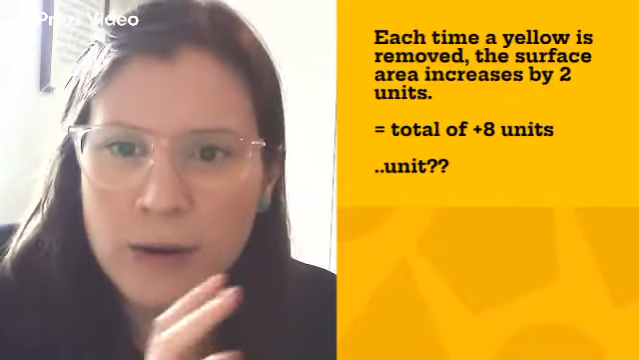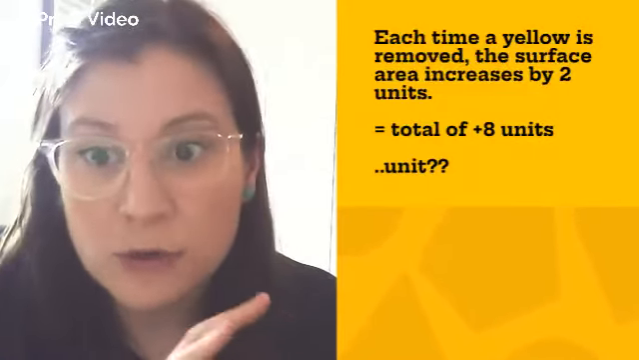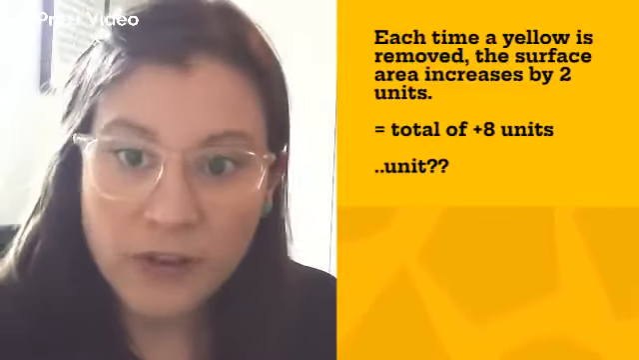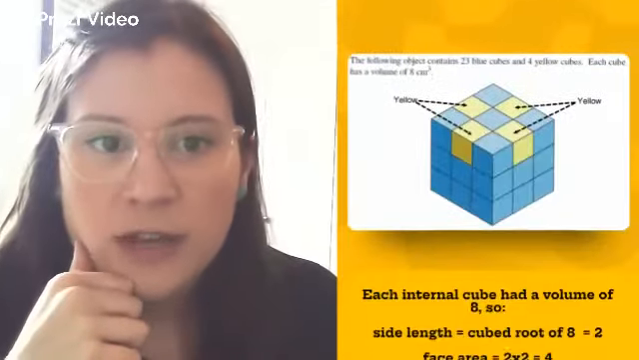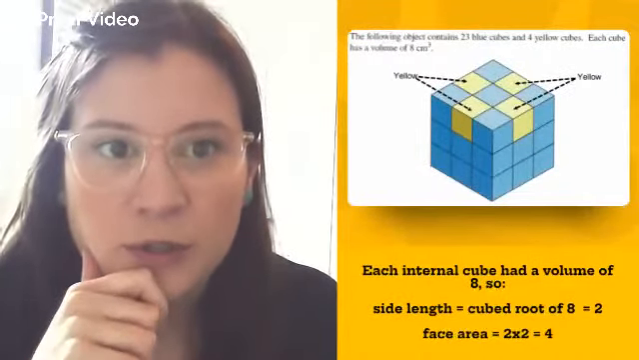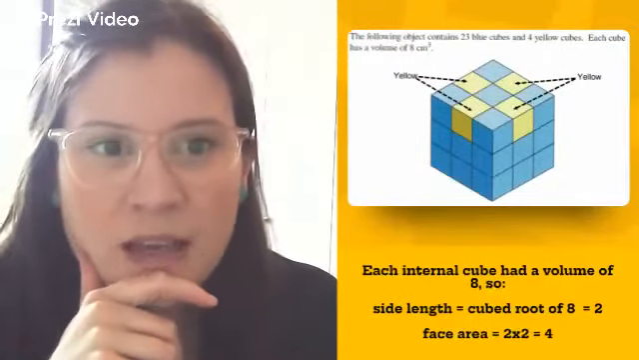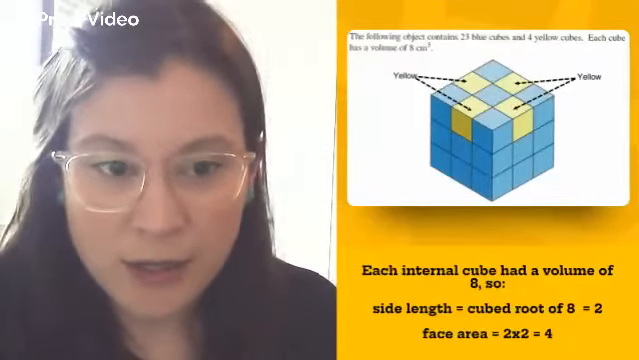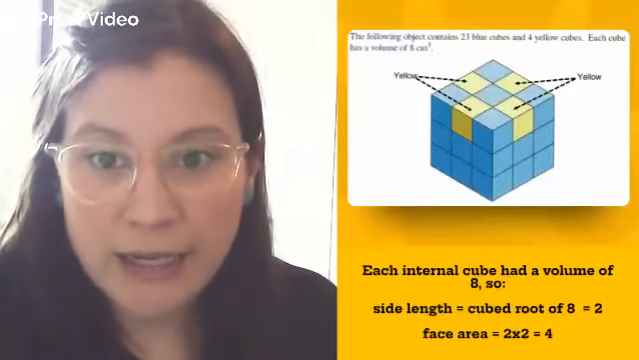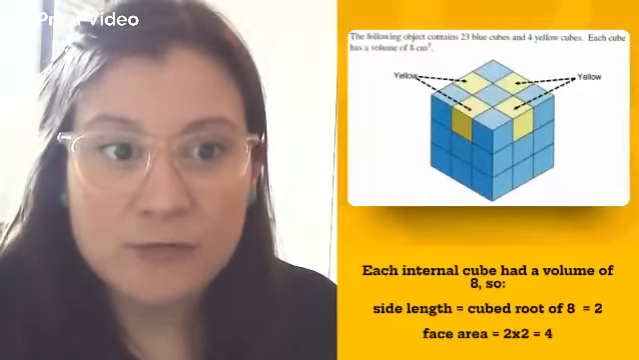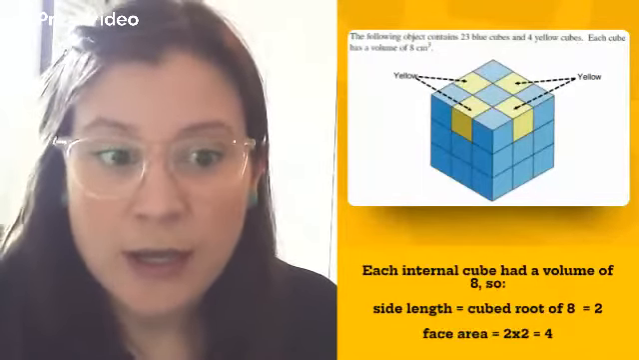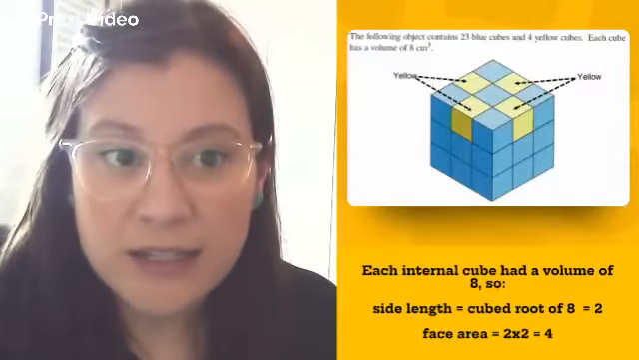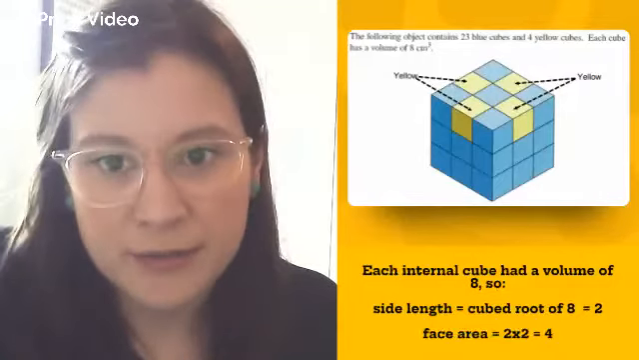Okay, so now we have to think, okay, we're increasing it by 8 unit faces. Let's go back and think about what's a unit face worth. So back to our original problem, looks a little blurry, but we can see it. It says each cube has a volume of 8 centimeters cubed. So the cube root of 8 is 2, which means the side length of one of those little cubes is 2. And 2 times 2 is 4. So each of those little faces here is worth 4 centimeters squared.